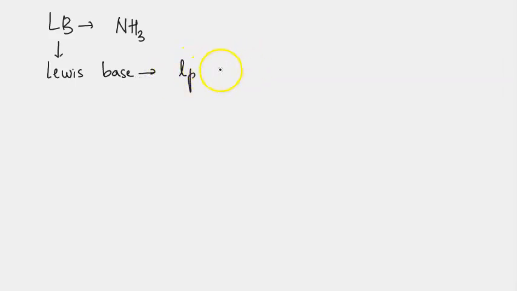Today's video is about the Lewis basic strength of ammonia and its derivatives. First of all, let us know what a Lewis base is. A Lewis base is a substance that has an extra pair of electrons. That means one or two or three lone pairs of electrons which are present on the central atom.